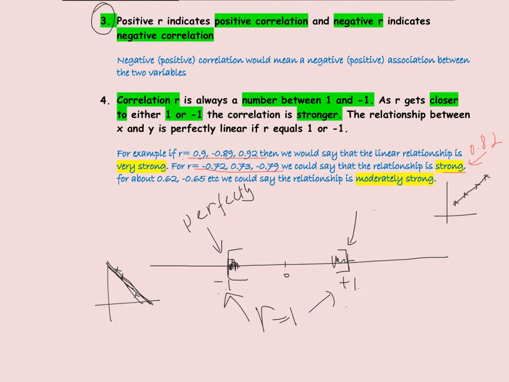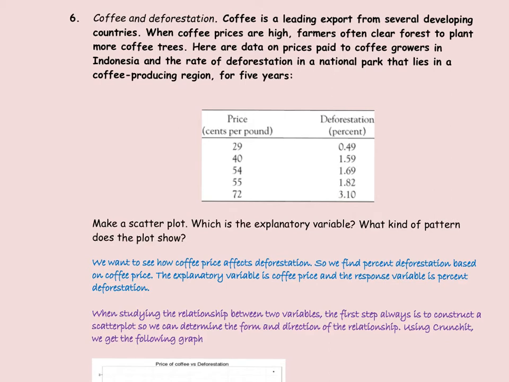It's something that you have to decide and use your discretion. And maybe some numbers like 0.62 and -0.65 you would say is a moderately strong relationship. So that's just to give you an idea of looking at the correlation coefficient and then making a conclusion about the strength of the linear relationship.